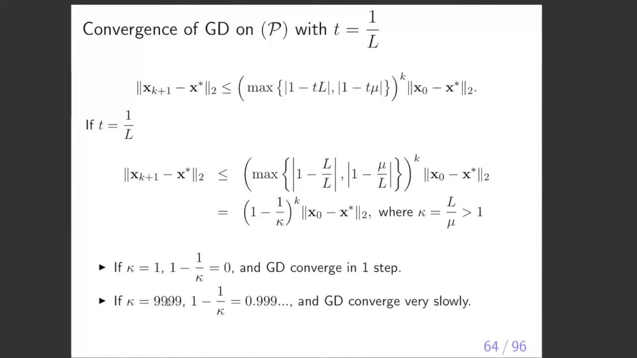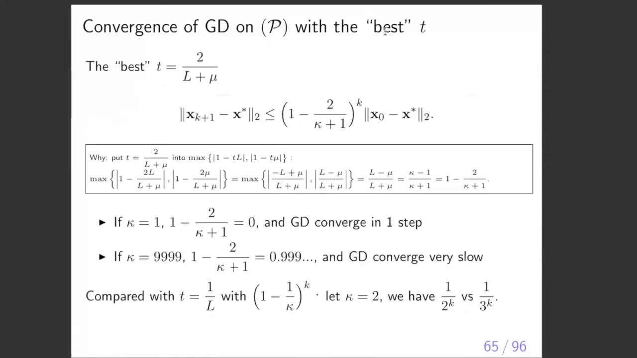But if kappa is 999, you are basically multiplying this by 0.999 something. That means the distance between the new point and the solution is just 0.999 something of the distance between the old point and the solution. So basically it does not move much. That's why there is slow convergence. So this is the meaning of this theorem.